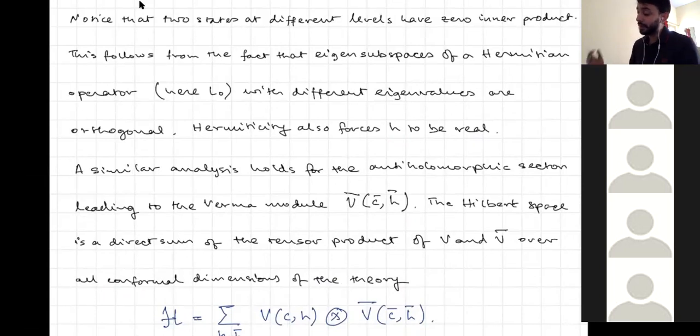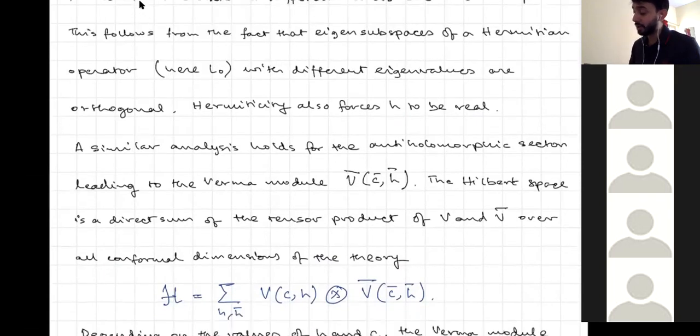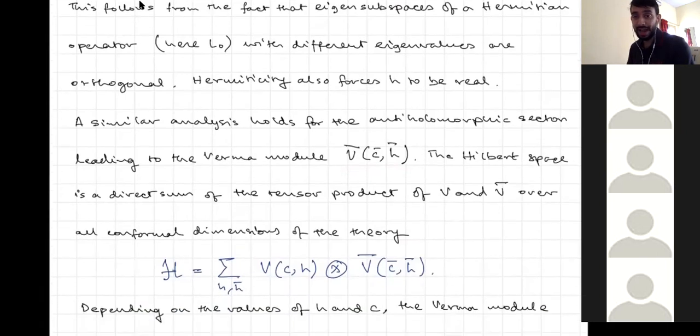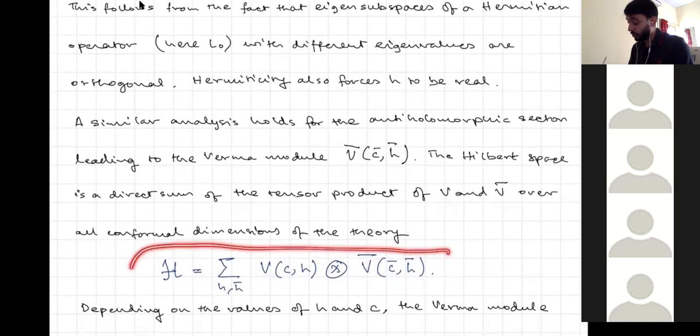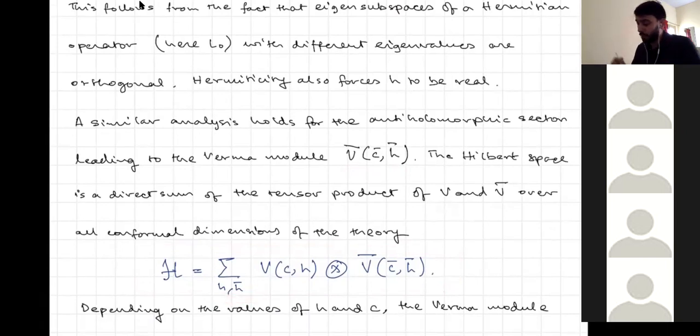A similar analysis holds for the anti-holomorphic sector, leading to a Verma module V-bar of C-bar and H-bar. The Hilbert space is going to be a direct sum of V and V-bar. So this is what the Hilbert space of the system is, and you need to sum over all these H's. This is what I was saying in some manner last time around.